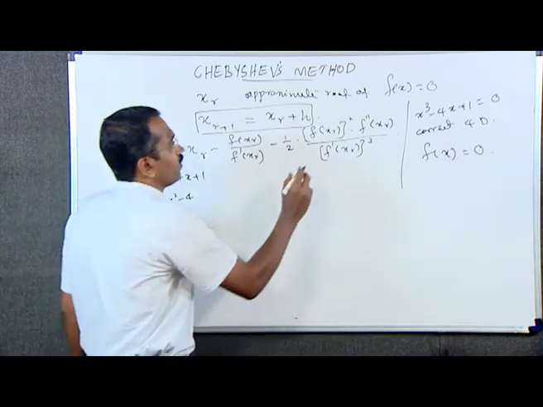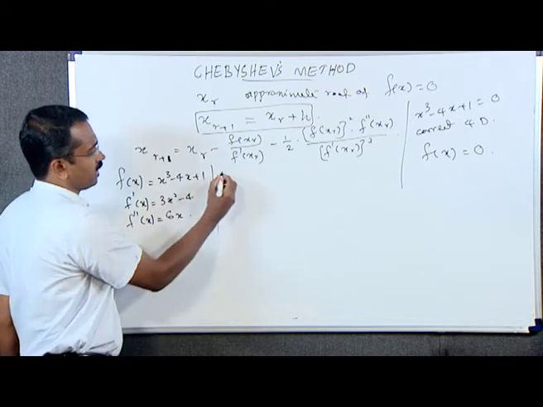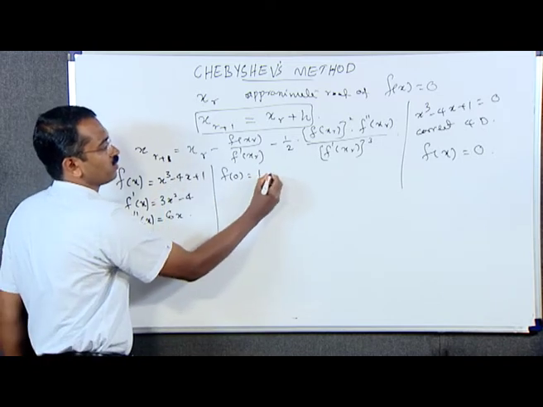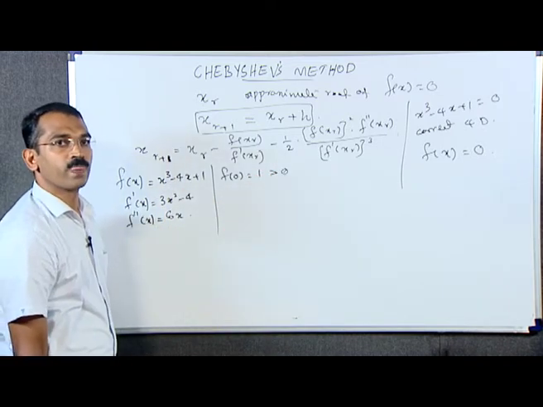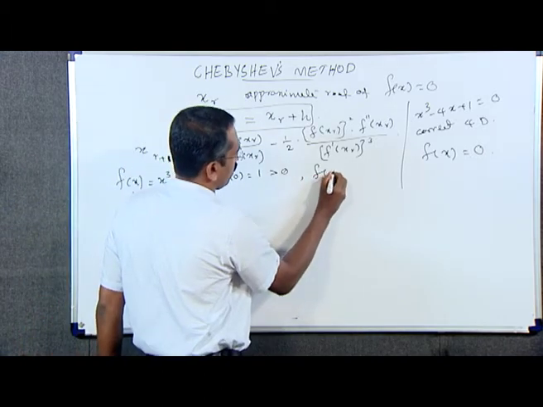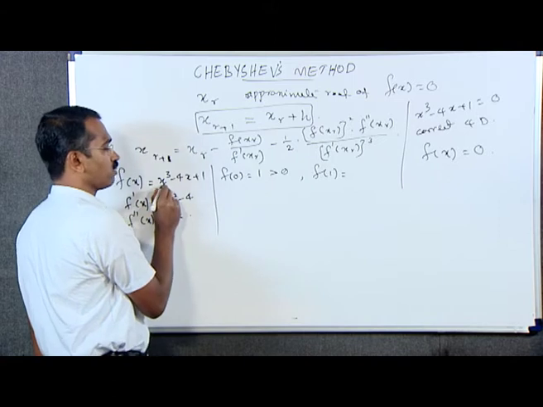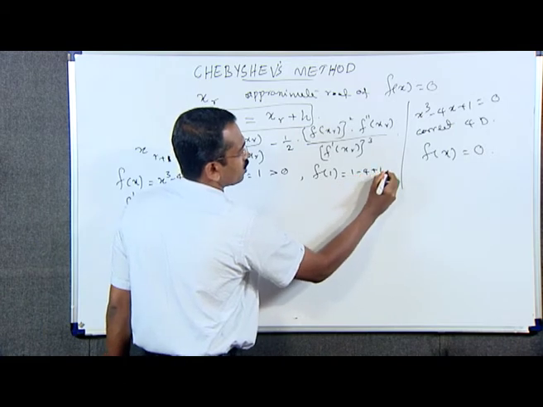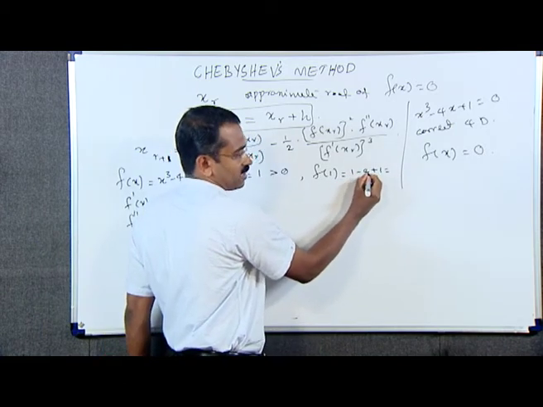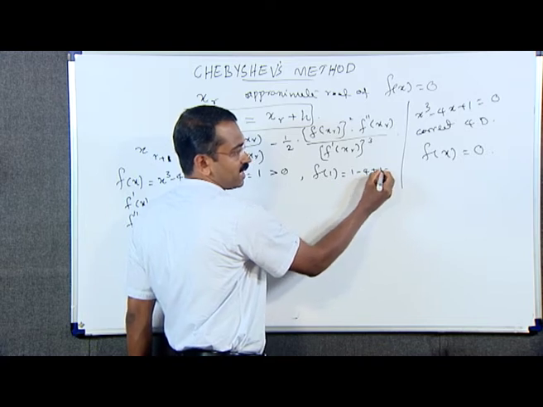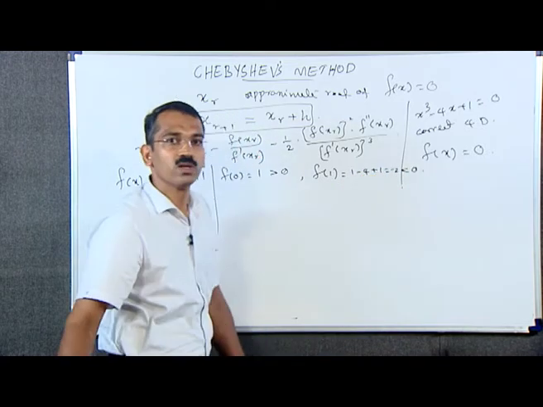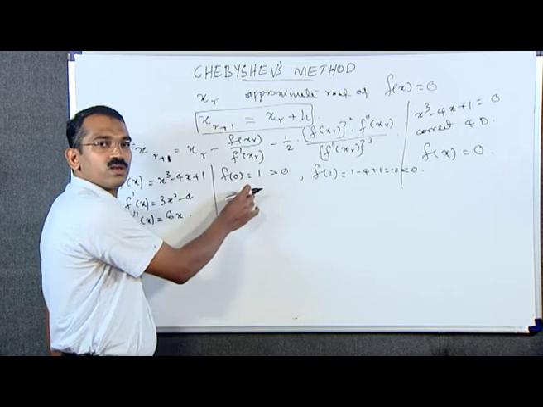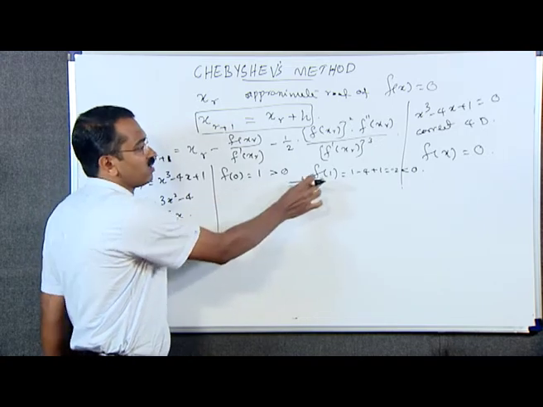Now, from here we can observe that f(0) = 0 - 0 + 1, that is 1, which is positive, and f(1) = 1^3 - 4 × 1 + 1, that is 1 - 4 + 1, which is equal to -3 + 1, that is -2, which is negative. Therefore, by the location theorem, we can say that there exists a root between 0 and 1.